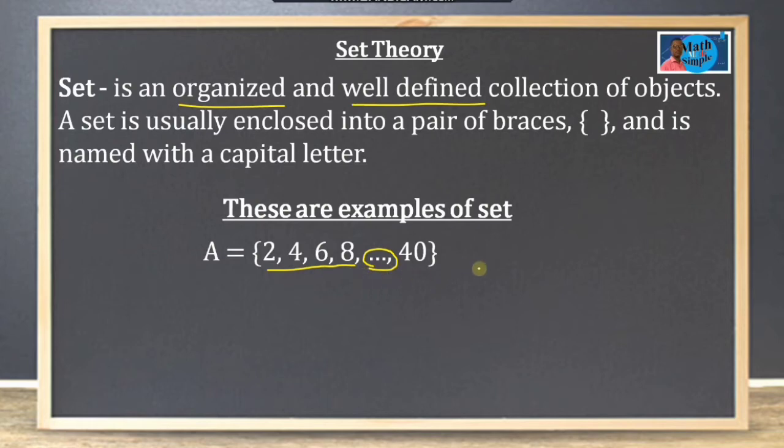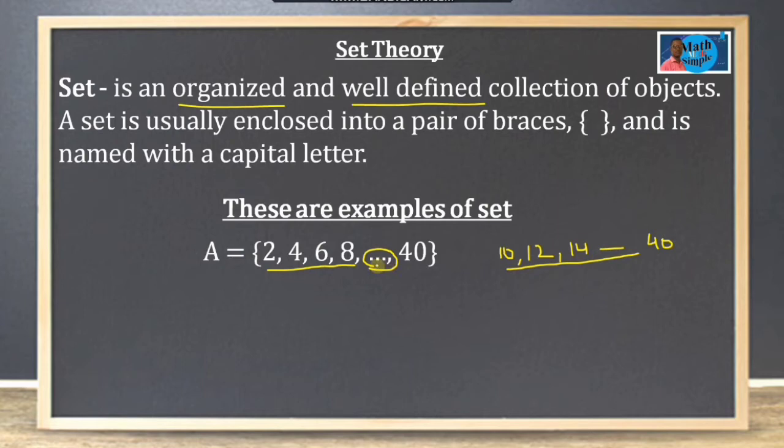So we will say that after 8, the next even number is 10. So the next number is 10. The next one is 12. The next one is 14. So it continues until you get to 40. All of those numbers in between are the ones represented by the three dots.